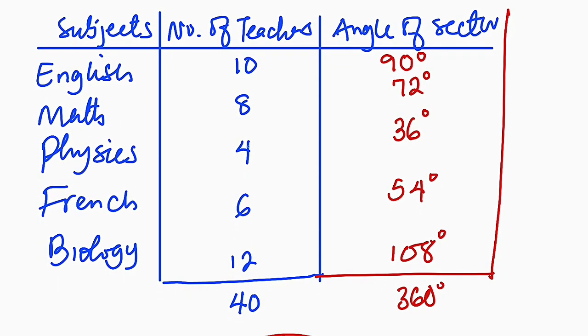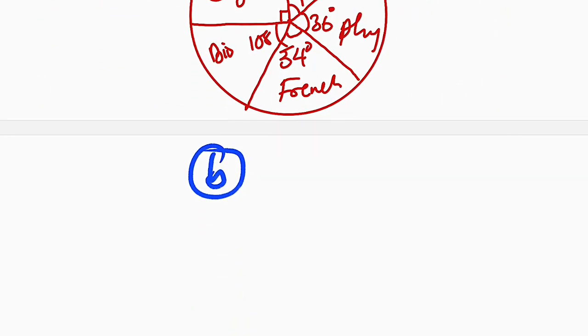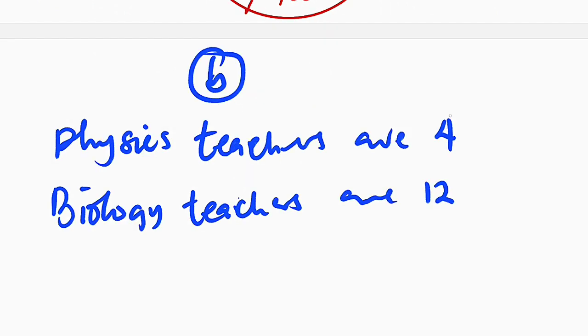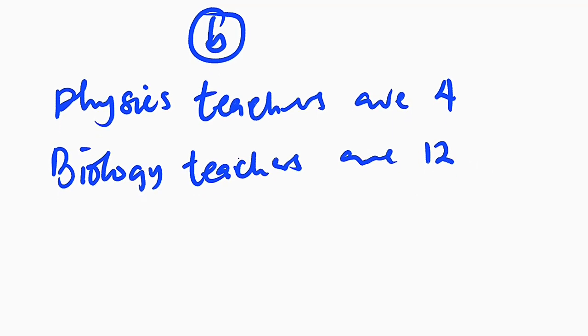For physics, we have how many teachers? We have 4 of them. For biology, we have 12 of them. So let me write them here. So you can see that we have 4 physics teachers and 12 biology teachers. I told you I'm going to show you 2 different ways. And we only want to find the probability of what? Picking 2. And one should be from biology and the other one should be from physics.